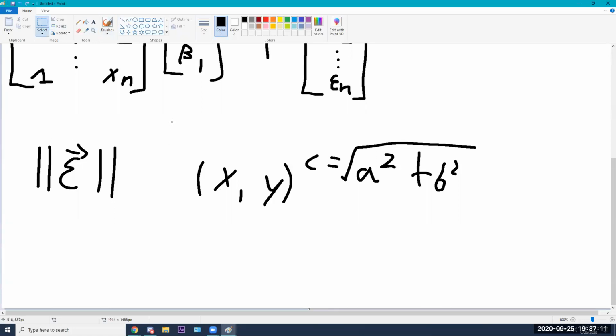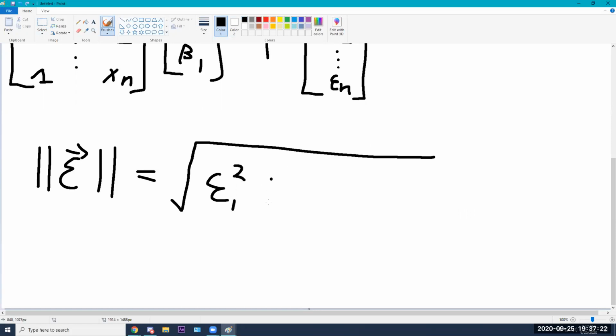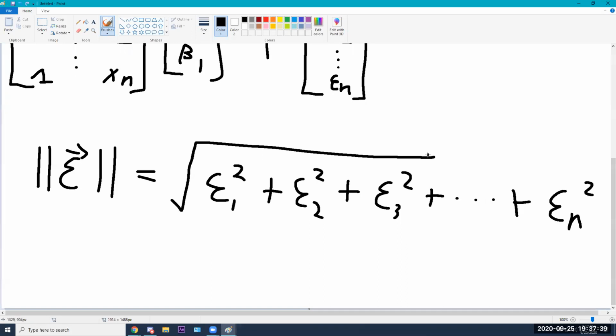And so the norm of the vector is essentially the generalization of that, where the norm of this error vector is the square root of the first error term squared plus the second error term squared plus the third error term squared, etc., all the way to our last one, squared. And so this is what the norm of the vector is, and this is what we're trying to minimize here.